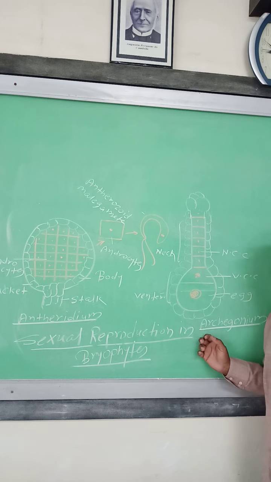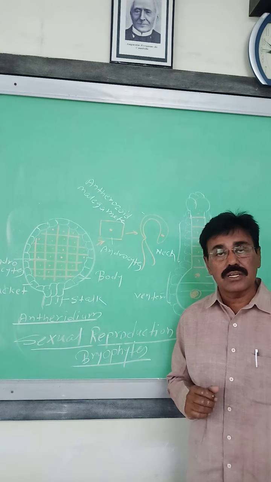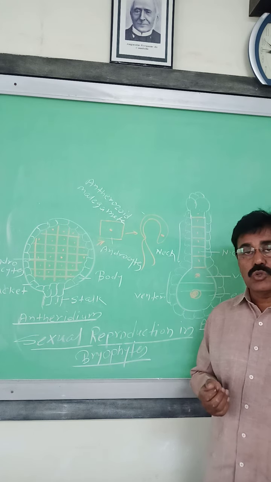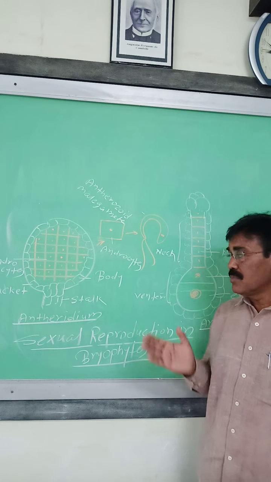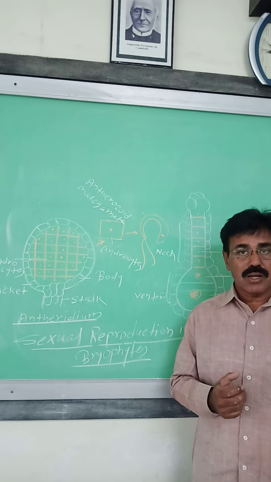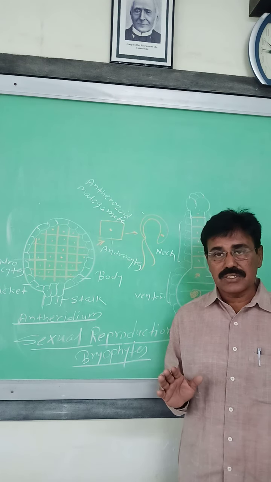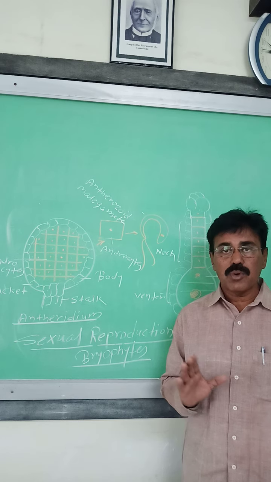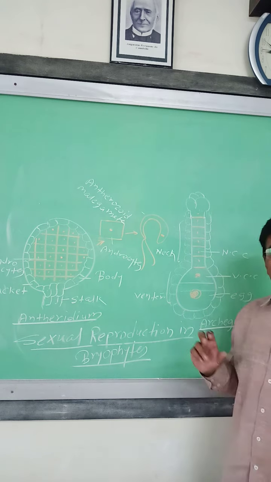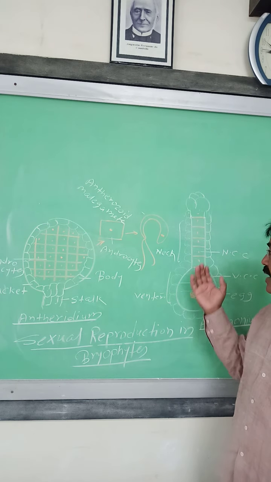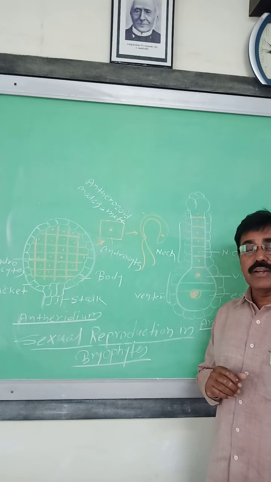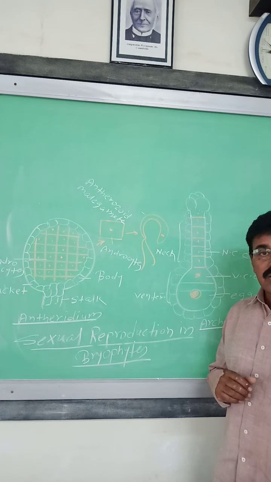The female sex organ in bryophytes is called the archegonium, a typical conical flask-shaped structure. The structure, size and shape of the archegonium are common in all bryophytes. It contains a broad globular venter and a slender narrow neck at the tip of the venter.